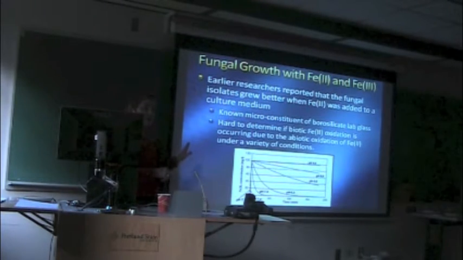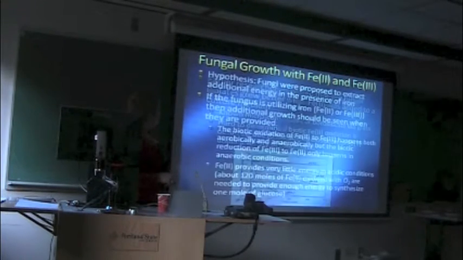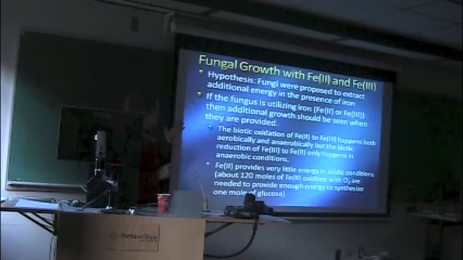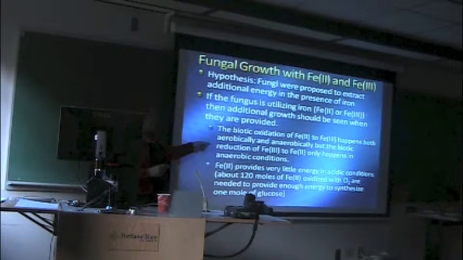So this we had a handle on. We maintained the cultures at pH 2.5. So we were feeling pretty good about that. But then you go, okay, if they're extracting additional energy in the presence of iron, is it iron 2 or iron 3, and how do you tell? So we were trying to look at iron 2 and iron 3, and we knew that iron 2 to iron 3, that oxidation happens aerobically and anaerobically. But the reduction of iron 3 to iron 2 will only happen in anaerobic conditions.